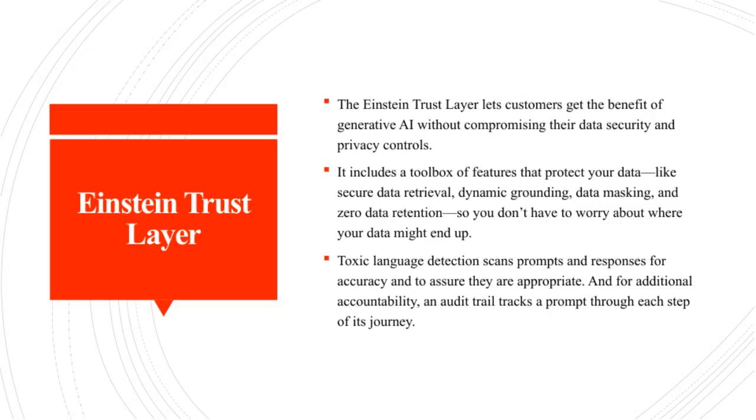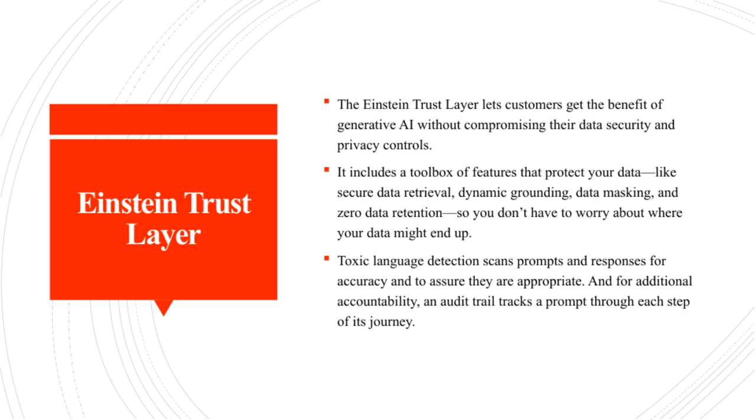The Einstein Trust Layer is designed to allow customers to benefit from the power of generative AI without compromising their data security and privacy controls. What this means is that it provides a robust set of features to protect your data at every step. For example, secure data retrieval ensures your data stays safe when accessed, while dynamic grounding helps the AI generate responses based on reliable, controlled information. Data masking is another key feature, which hides sensitive details so they aren't exposed during processing. And importantly, zero data retention means that your data isn't stored anywhere after the process, reducing any risk of exposure.